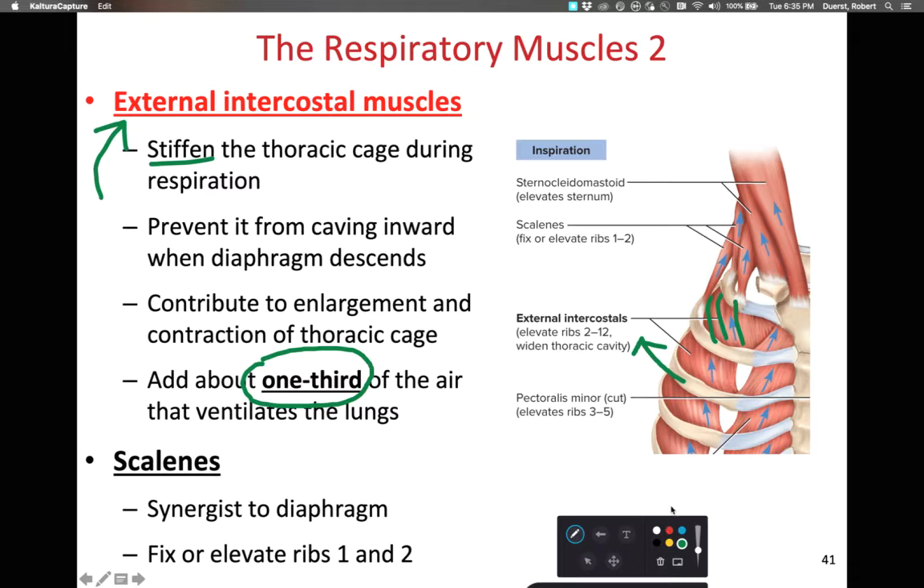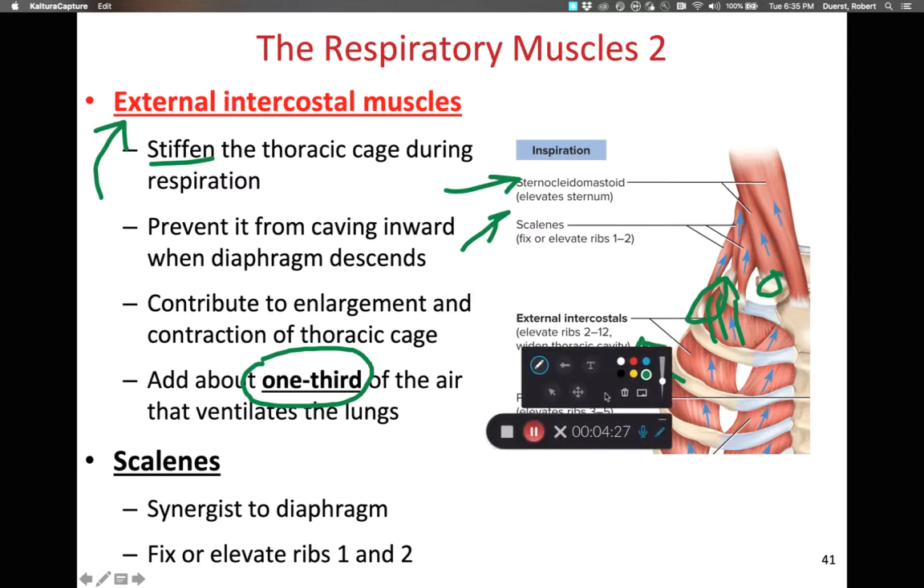There are some other muscles as well that we use to inhale. They include the sternocleidomastoid and the scalenes to help elevate the sternum and the first two ribs respectively. But in terms of the two most important muscles, we have the diaphragm and the external intercostal muscles as the two most important muscles for inhalation or respiring in.